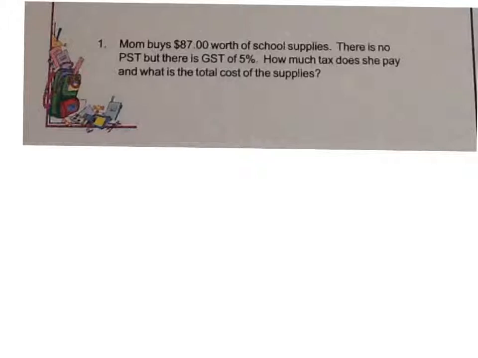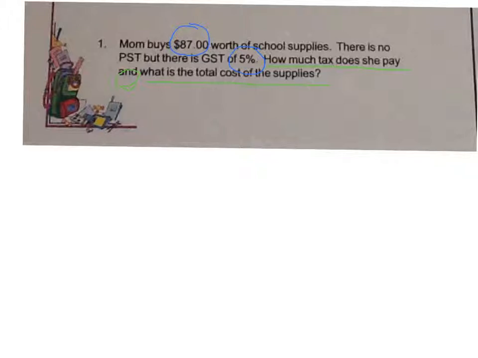Now we need to look at what they're actually asking us to do. So let's underline how much tax does she pay and what is the total cost of the supplies. So we have two things that we're looking for. Now if we go through here, we said Mom buys $87 worth of school supplies. There's no PST, so that's important to know, but there is GST of 5%. So that's what we have to work with. We have $87, we have 5%, and we have to find how much tax does she pay and what is the total cost of the supplies.